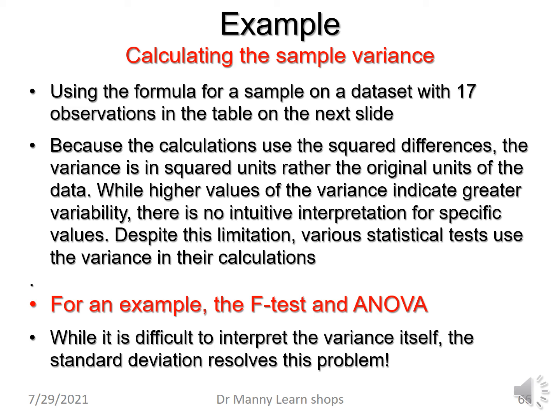An example. Calculating sample variance using the formula for sample on the data set with 17 observations in the table on the next slide. Because the calculations use the square differences, the variance is in squared units rather than original units of the data. While the higher values of the variance indicate greater variability, there is no intuitive interpretation of specific values. Despite this limitation, various statistical tests use the variance in their calculations. For example, the F-test and ANOVA, which we'll be covering as we go through this course. While it's difficult to interpret the variance itself, the standard deviation resolves this problem.